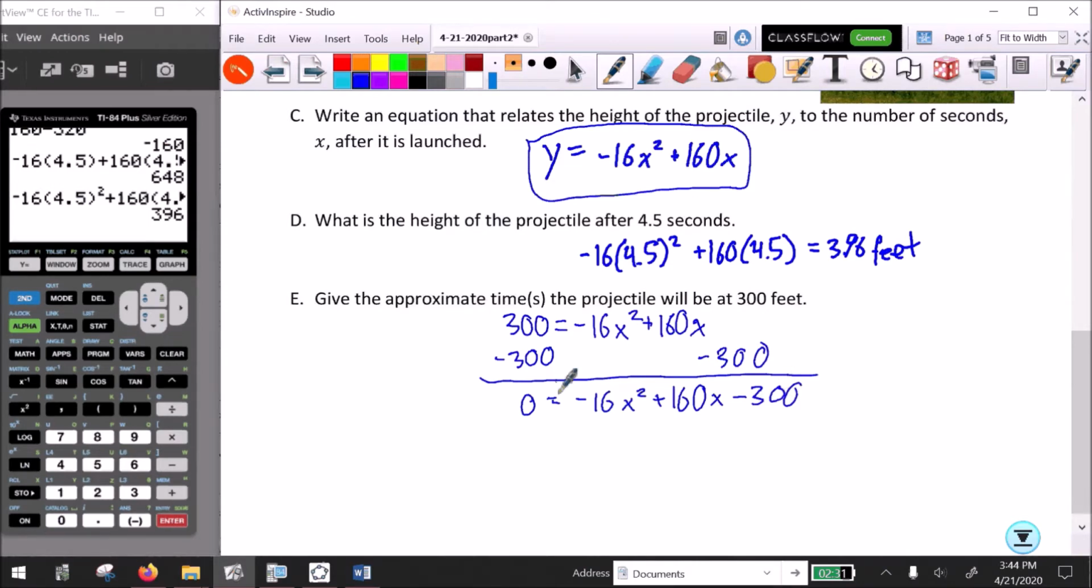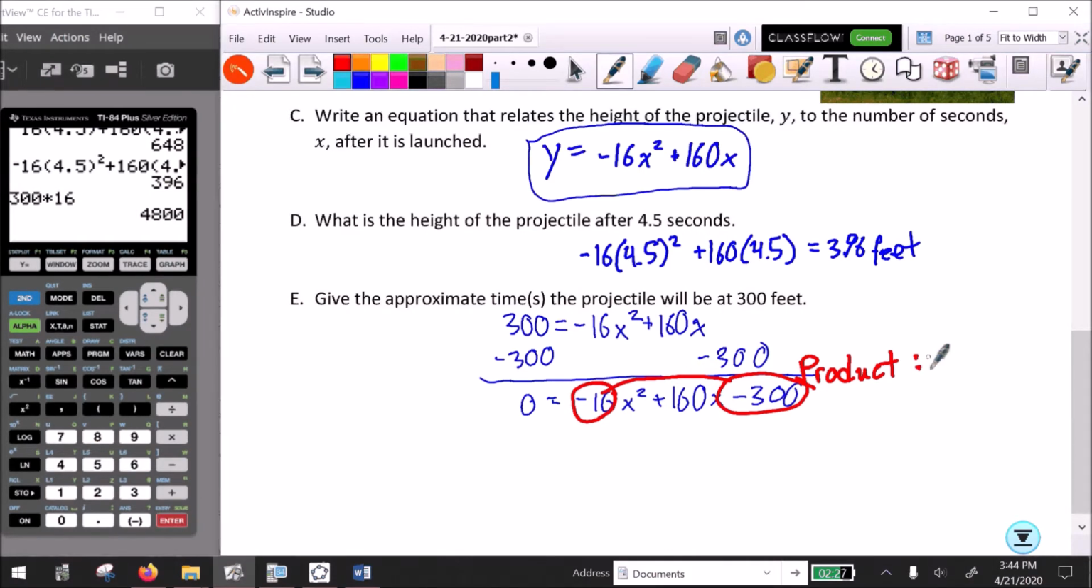Now, this should look to you familiar. It looks like the factoring problems that we've been doing. This is a quadratic trinomial. It has a leading coefficient other than 1, so we're going to want to use the grouping method here, and the first step in the grouping method is to take that leading coefficient and the constant at the end and multiply them together. So the product of these 2 numbers is 4,800.